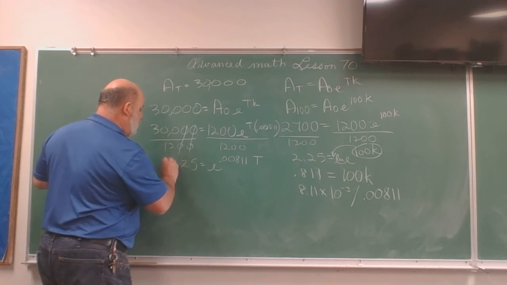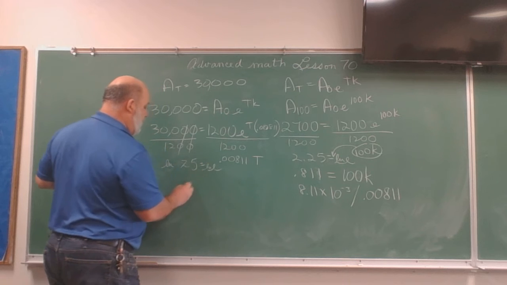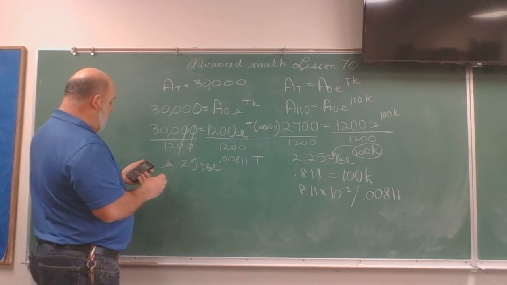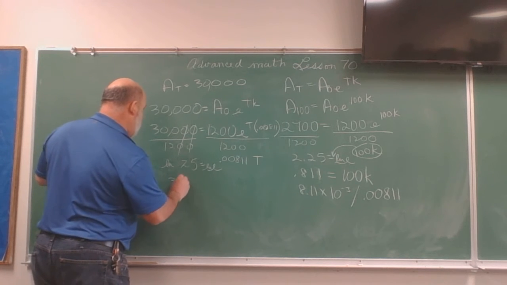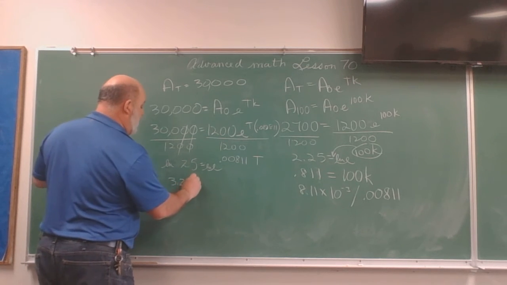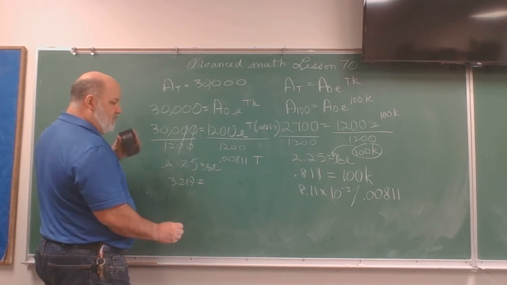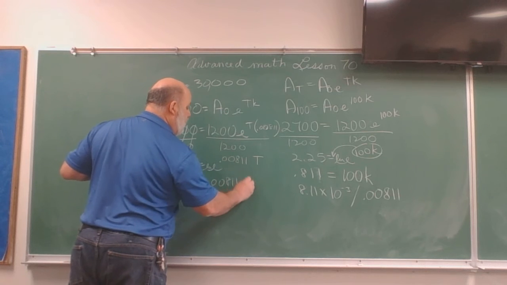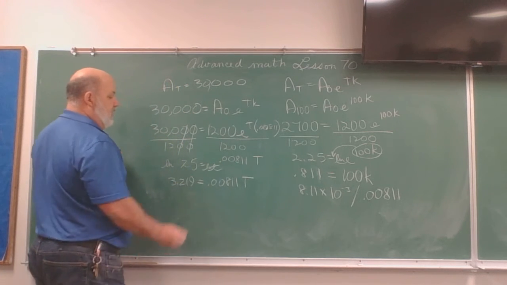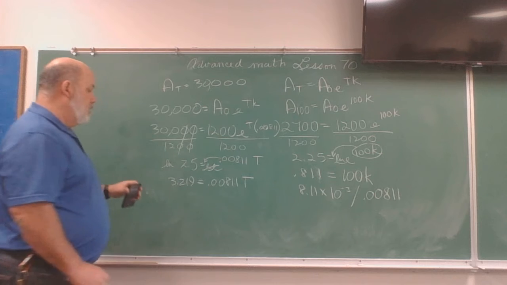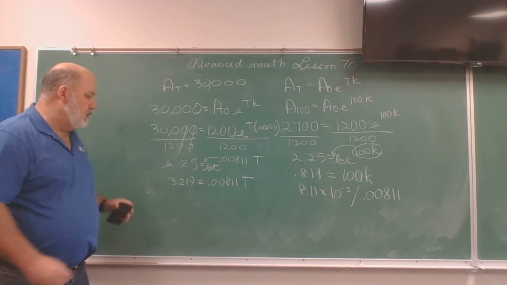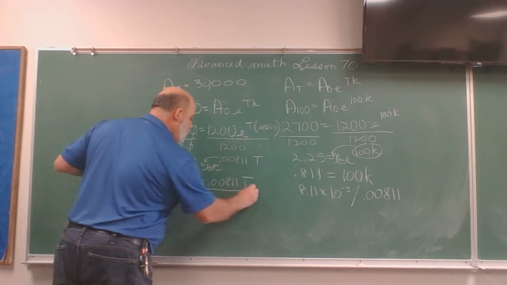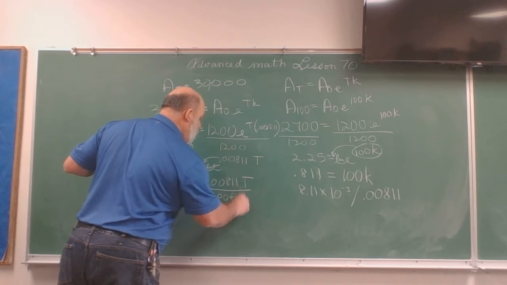I'm going to take the natural logarithm of both sides. The natural logarithm of 25 is 3.21, I'll just say 9 for now. I don't clear it from my calculator. It will equal 0.00811 t, and then the natural logarithm of e is 1. I need to divide both sides by 0.00811.